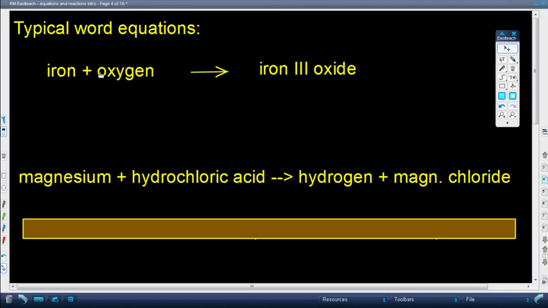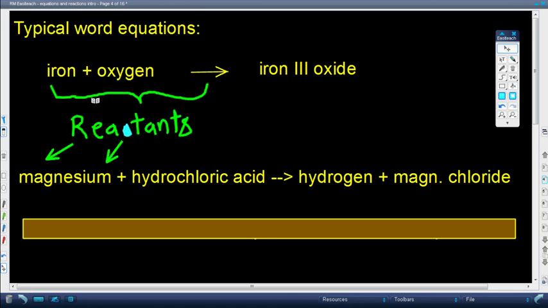For example, this is a word equation to depict the reaction I described a few minutes ago. Iron undergoing a reaction with oxygen, and they turn into iron 3 oxide, aka rust. So I've written the names of iron and oxygen on the left side of an arrow, and we have a special word for the things written over here, and that is they are called the reactants.